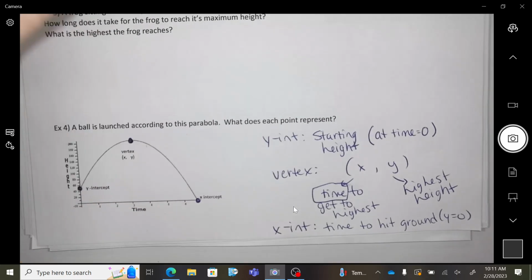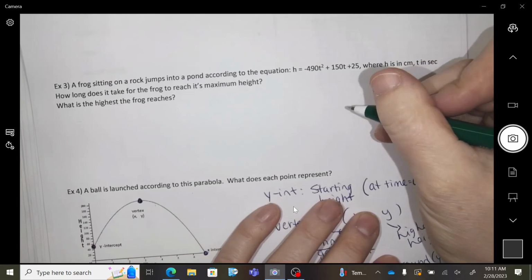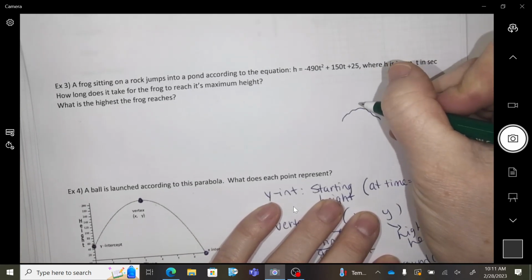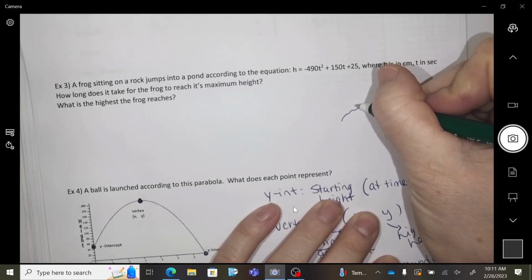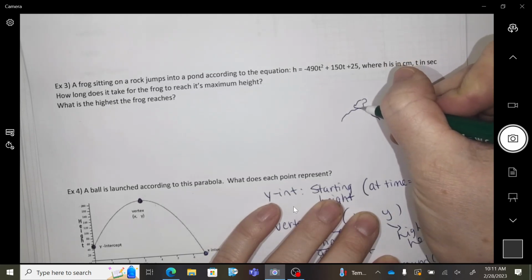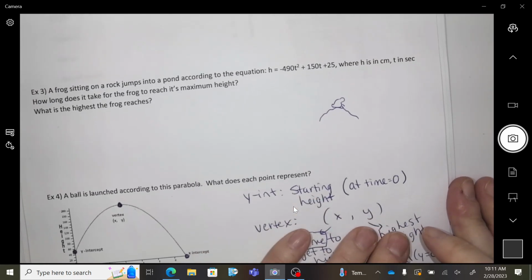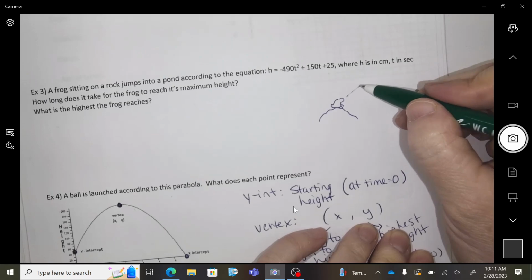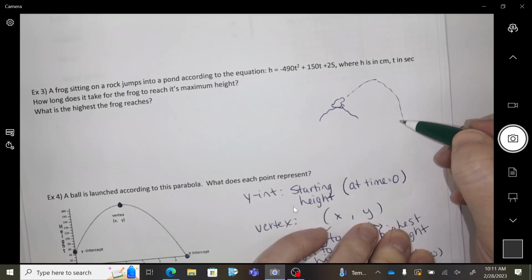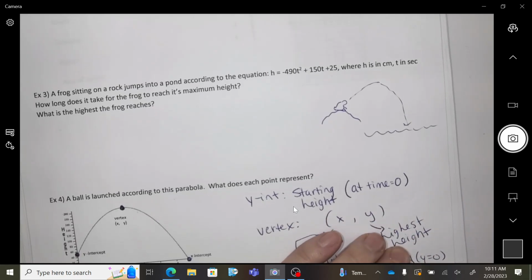Okay, number 3. We're going to work backwards on these questions. A frog is sitting on a rock. Okay, so a frog looks like, how do you draw a frog? I don't know. That's pretty good. There's my frog. Sitting on a rock, and it jumps into the air, and it falls, and it lands in a pond. Okay, can you visualize what's happening? The parabola.